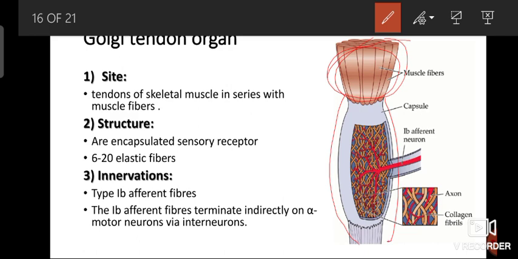The structure: encapsulated sensory receptors with 6 to 20 elastic fibers. Third is innervation: Type 1B afferent fibers. As we see, the type 1B fibers are the sensory innervation of the Golgi tendon organ. Golgi tendon organ is also the receptor for the inverse stretch reflex. Type 1B fibers terminate indirectly on the alpha motor neuron via an interneuron.